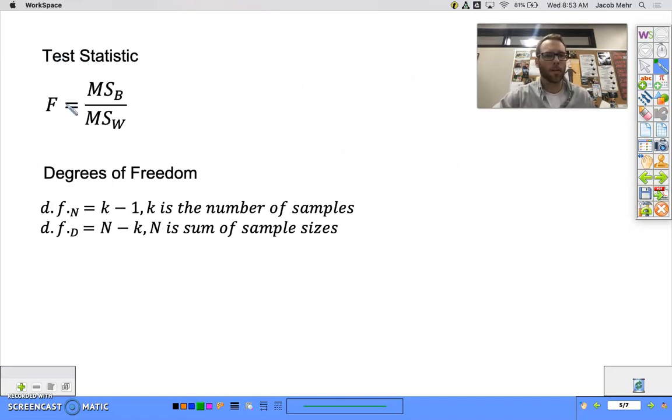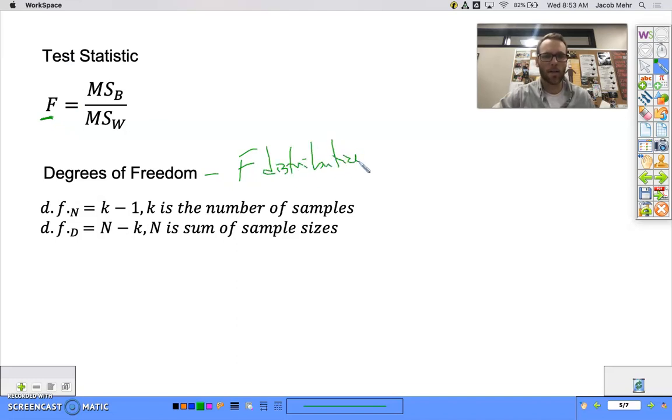The test statistic, first off, we said is the variance between, that's the MS sub B, over the variance within, which is MS sub W, the mean square within. So this is how we find our test statistic, and we'll talk about how we calculate the mean square between and the mean square within. Degrees of freedom. This is going to be an F distribution. Notice there's an F here. So this is going to come to an F distribution.